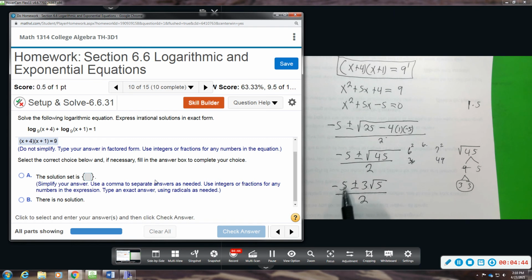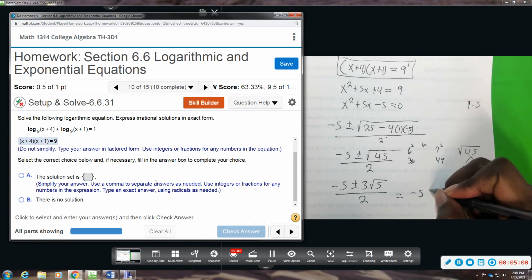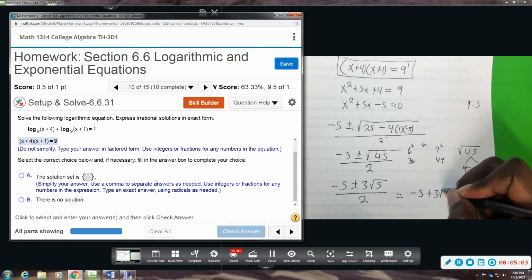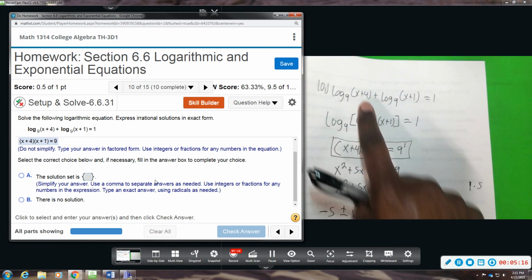So if I do 6 take away 5, because that's negative, this will leave me with a positive number. And then I would divide it by 2. It would still be positive. So the positive answer should be good: negative 5 plus 3 square root of 5 over 2. This answer should be good. However, if you were to subtract, so you got 5 take away 6, that would be negative. Divide by 2, it would still be negative. And we cannot use negative numbers when we evaluate a log.